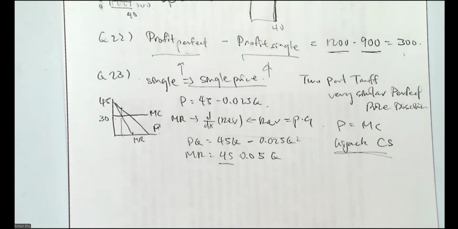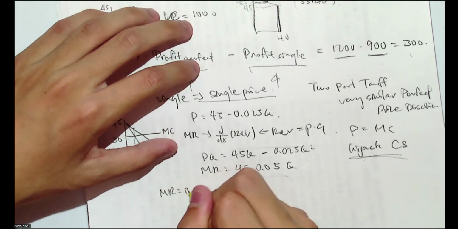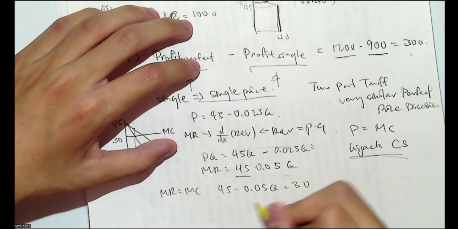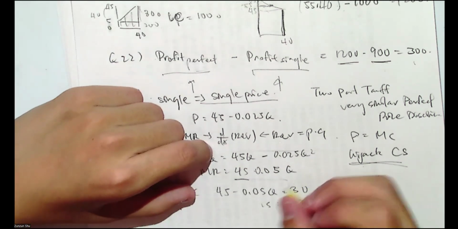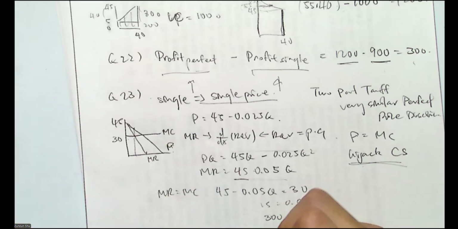So MR equals this. MC equals 30. MR equals MC. So 45 minus 0.05Q equals 30. So 15 equals 0.05Q. That's 20 times 15. So Q is 300. Okay, here we have Q.